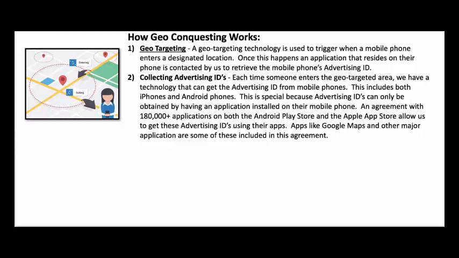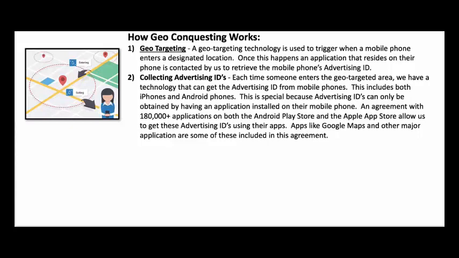It's special because advertising IDs can only be obtained by having an application installed on their mobile phone. The good news is we don't have to put that app there. We can use an app that's already on there. An agreement with 180,000 plus applications on the Android Play Store and the Apple App Store allows us to get these advertising IDs using their apps. Apps like Google Maps and other major applications are some of these that are included in the agreement.